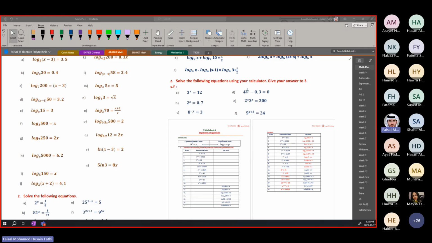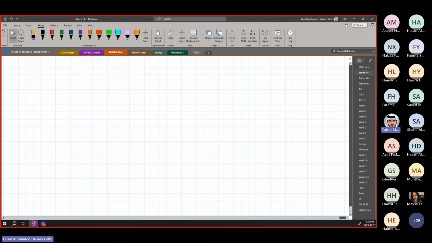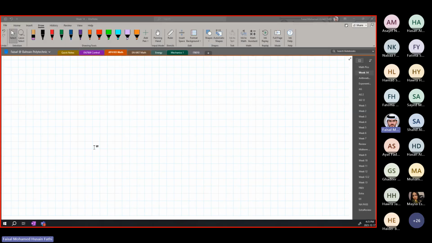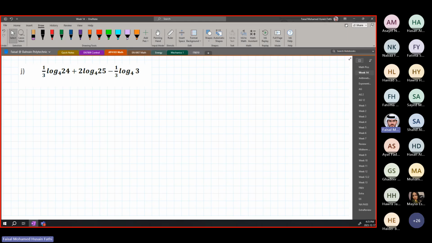It saves you a lot of time. But again, if you don't understand the concept, it will be very difficult for you to understand if the calculator is making a mistake for you or not. But just for now, let's solve J, and then I will solve a few more questions, and then we can start looking at previous exam questions and the sample questions.